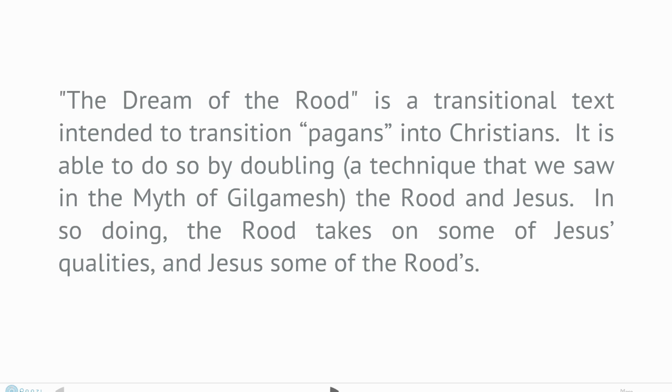And it's able to do so by doubling. We've seen doublings before in this course. There's a doubling with Gilgamesh and Enkidu and Gilgamesh and Humbaba. Here it's between the Rood and Jesus. What happens now is the Rood takes on some of Jesus's qualities and Jesus some of the Rood's qualities.